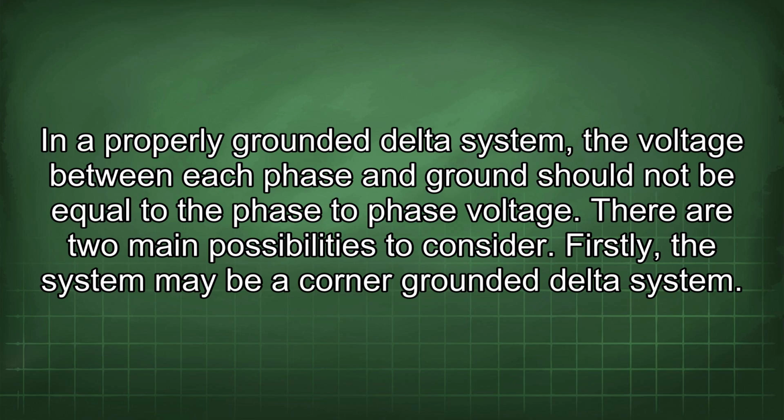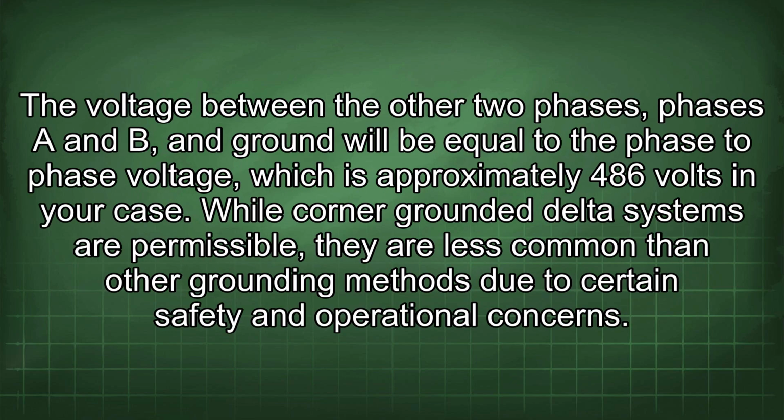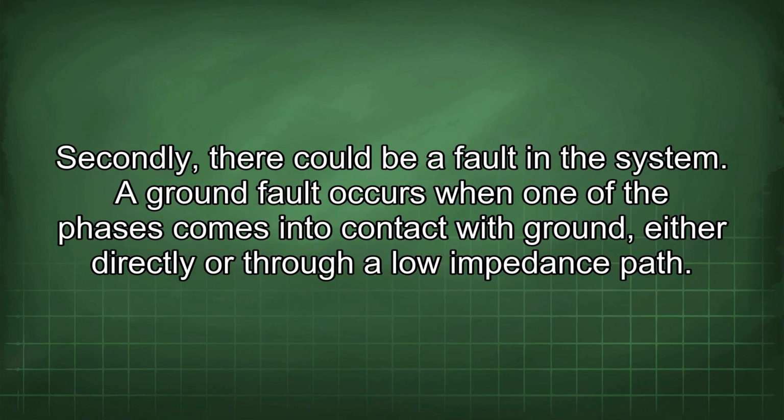Firstly, the system may be a corner-grounded delta system. In a corner-grounded delta system, one of the three phases, in your case phase C, is directly connected to ground. This means that the voltage between phase C and ground will be 0 volts, as you observed. The voltage between the other two phases, phases A and B, and ground will be equal to the phase-to-phase voltage, which is approximately 486 volts in your case. While corner-grounded delta systems are permissible, they are less common than other grounding methods due to certain safety and operational concerns.